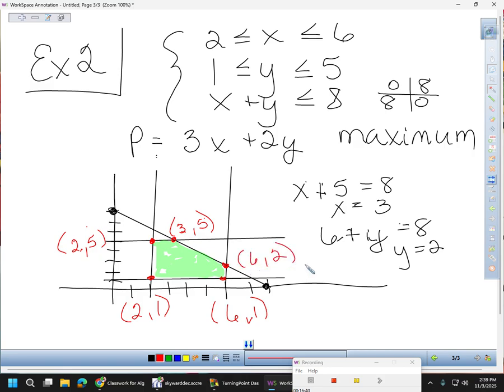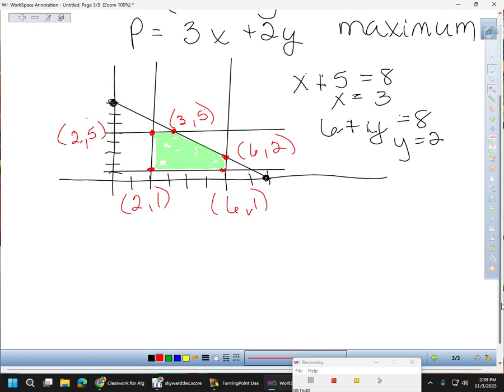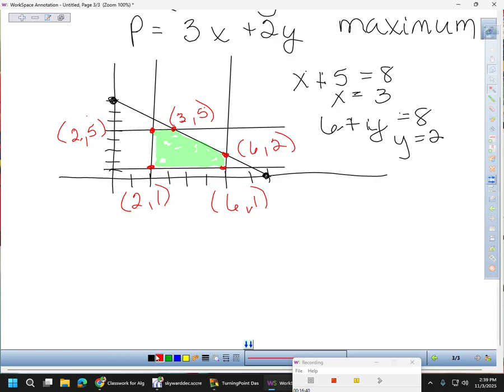So now that I have 5 vertices, what am I going to do with those 5 vertices? Exactly. We're going to plug it into the profit equation. All right, so here we go. We're going to start with the point 2, 5. So P equals 3 times 2 plus 2 times 5. That's 6 plus 10, or 16. All right, you guys want to go clockwise around or counterclockwise around? You think so? Well, let's try that one next.